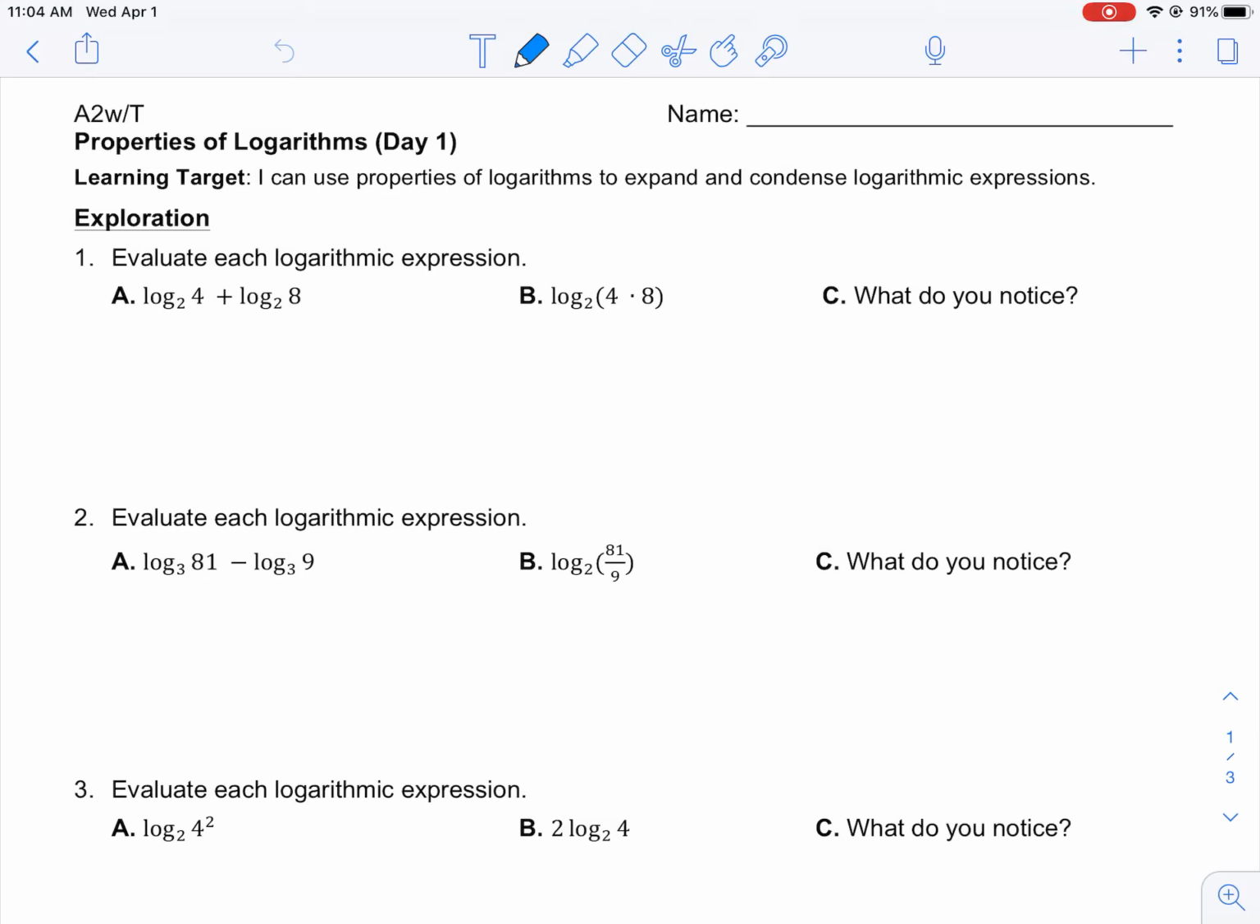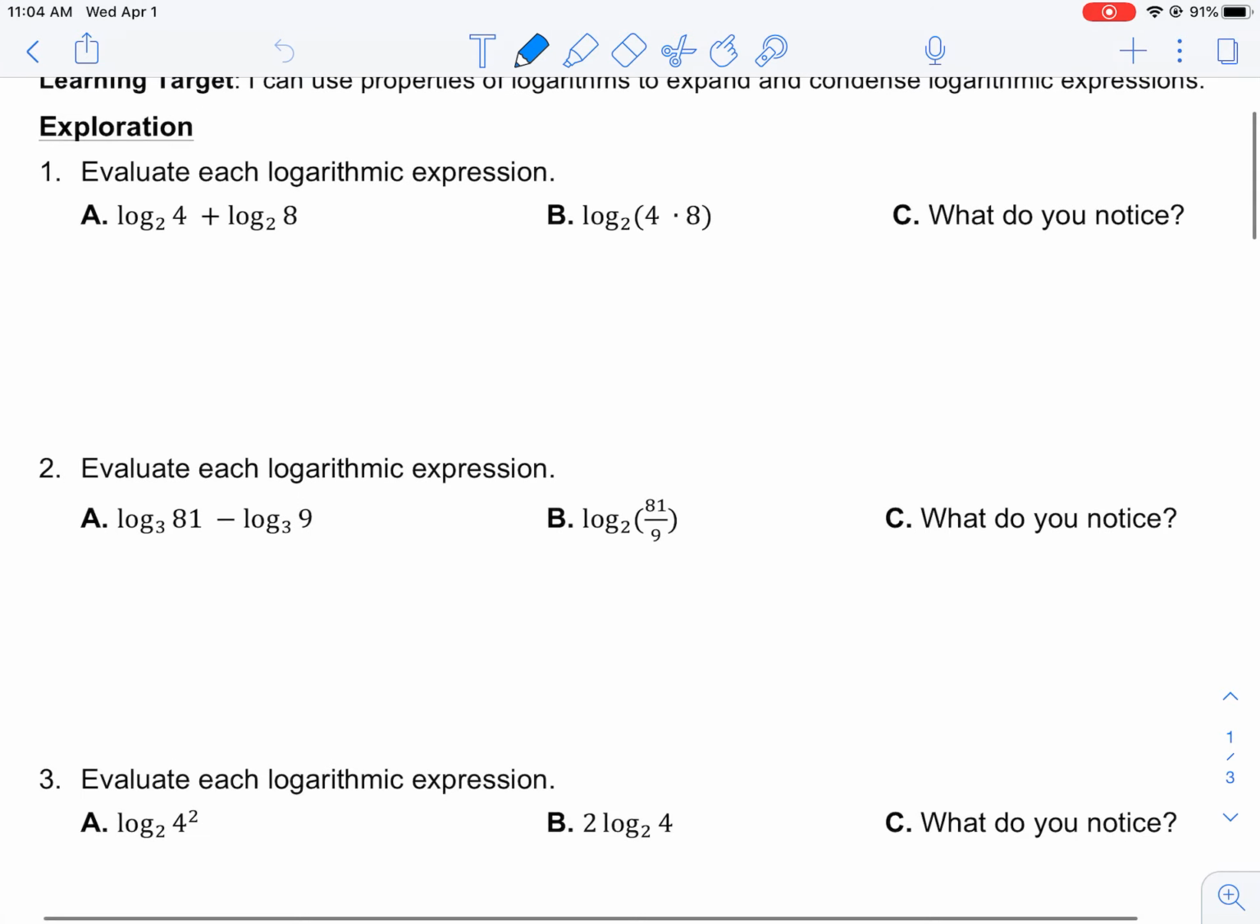All right, so today we're going to talk about properties of logs, and specifically there are 3 properties we're going to talk about, and we're going to use the properties to expand logarithms. To introduce the properties, we're going to do a quick little exploration. As we go through this exploration, it will also review how to evaluate logarithms, which is what I talked about in yesterday's video. All right, so for our first problem, it says evaluate each logarithmic expression.